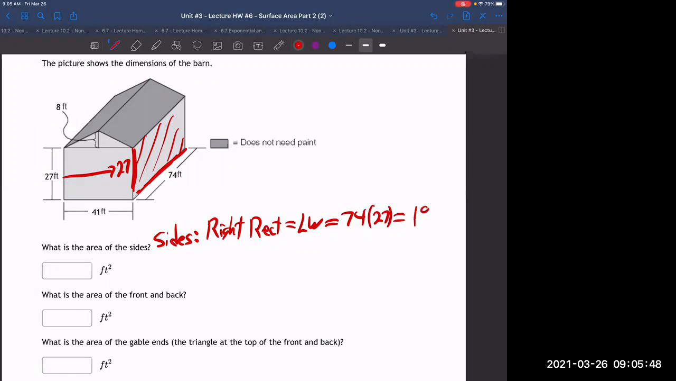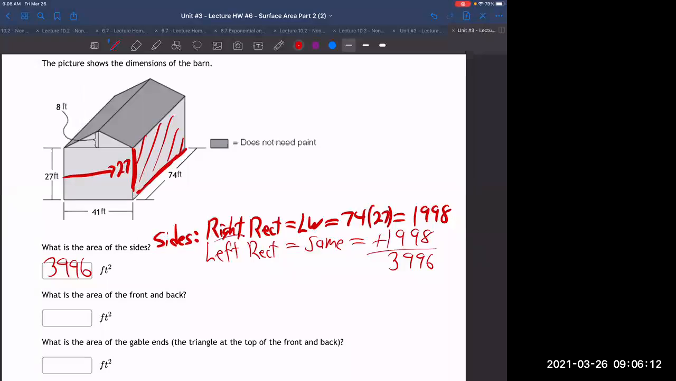And I'm getting 1998. And then the left rectangle is going to be the same. Another 1998. And then just add those up or multiply by 2, same thing, right? 3996. So there's the area of the sides, meaning the right side and the left side. The left side's invisible, but we can tell it's over here, right? So we just did the right side and the left side.